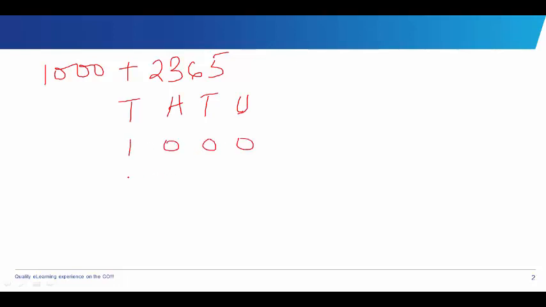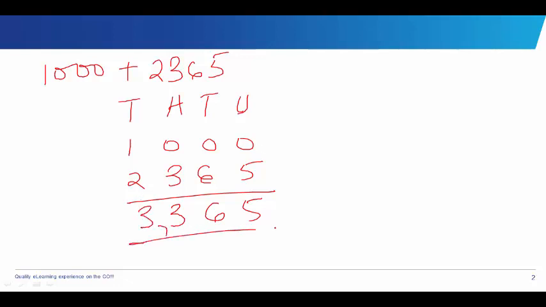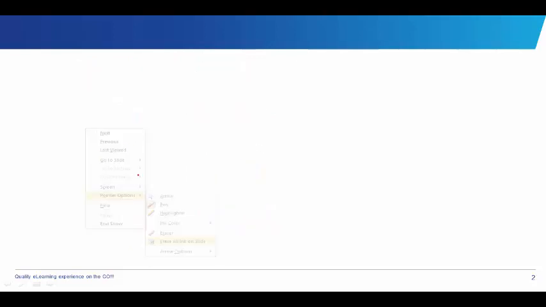Example of 4-digit numbers, we have 1000 plus 2365. So we'll do our 1000, 100, tens, and units. So we'll have 1000 plus 2365. 0 plus 5 will give us 5. 0 plus 6 will give us 6. 0 plus 3 will give us 3. 1 plus 2 will give us 3. So our answer is 3365. So these are the basic principles in addition.